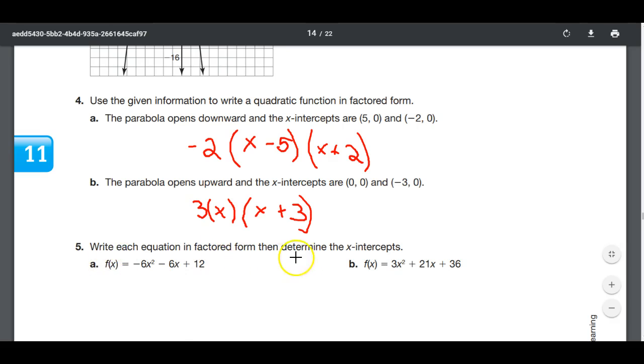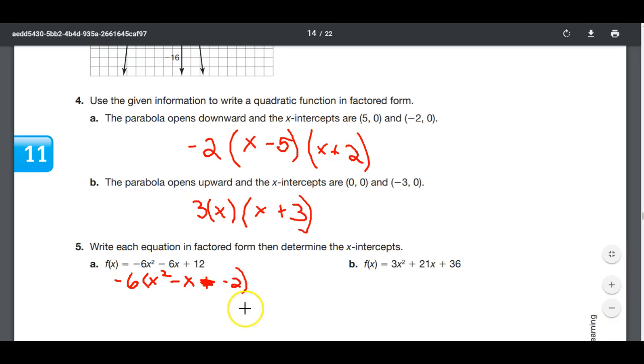This says write each equation in factored form and determine the x-intercept. So I'm going to factor out the negative 6. If I put negative 6 outside here, then I end up with x squared minus x minus 2.